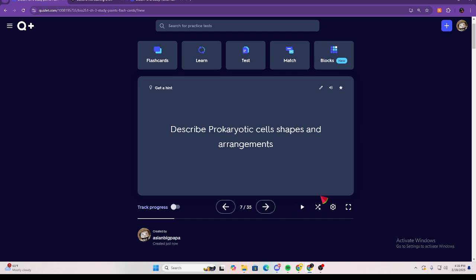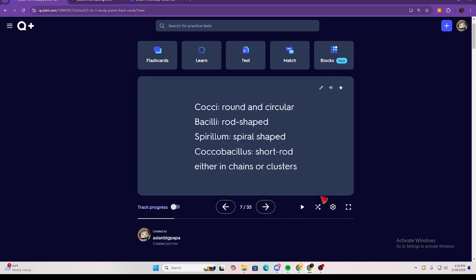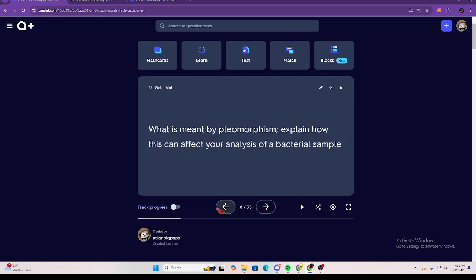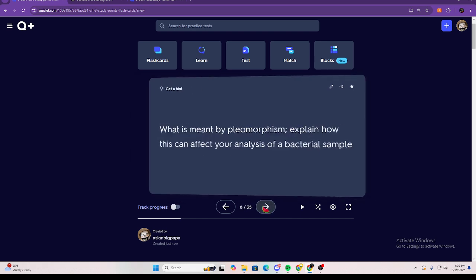Describe prokaryotic cell shapes and arrangements. So the only ones that you really need to know are cocci and bacilli. Cocci, round and circular, bacilli, rod-shaped, and you can know the other ones, but cocci and bacilli are the most important ones to know. And they either come in chains or clusters.